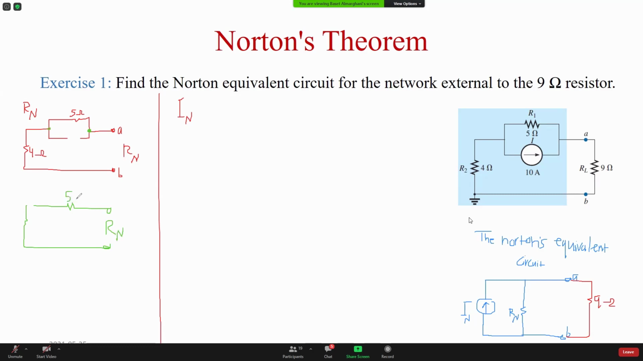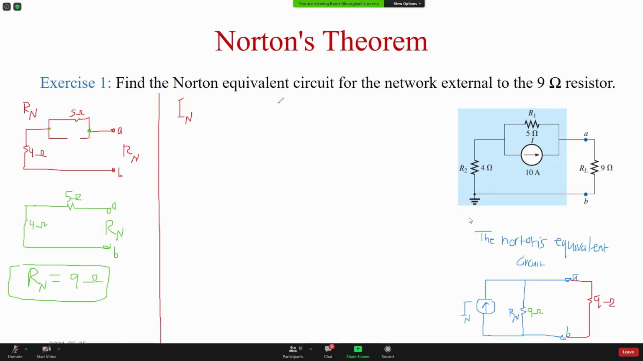This is the 5 ohm connected to the 4 ohm. From here you go through the 5, then through the 4, then you come back to terminal B. So it's A and B. Now I can see clearly that R_N is these two resistors in series, so it's 9 ohm. So I'm like 60 to 70% done with the question.